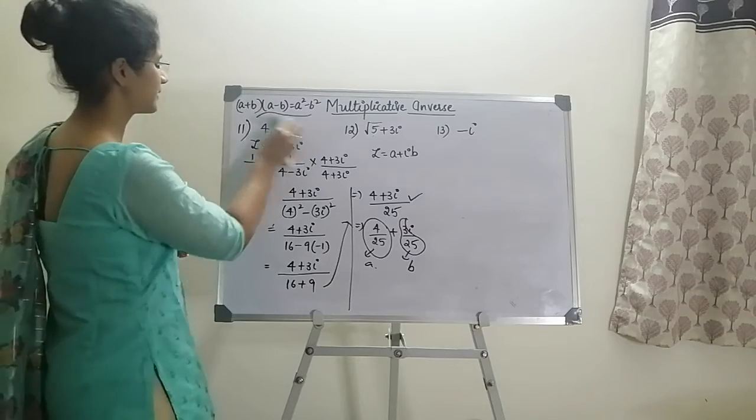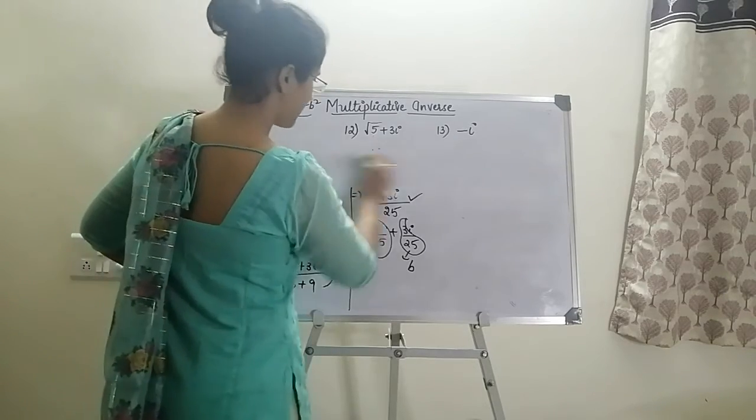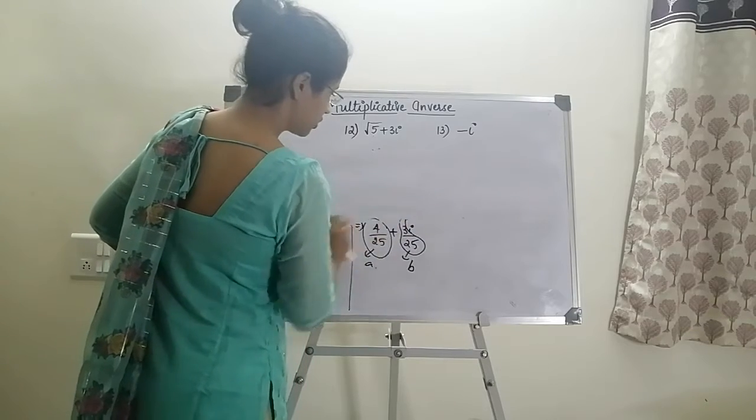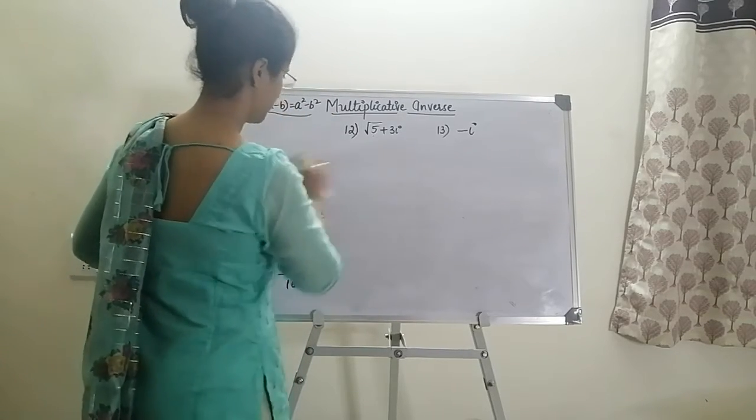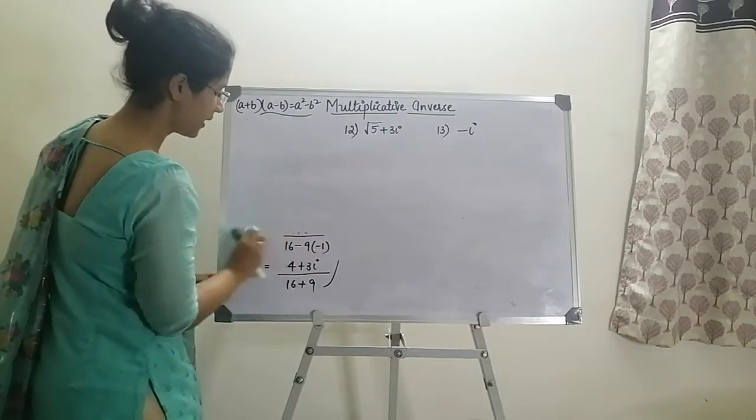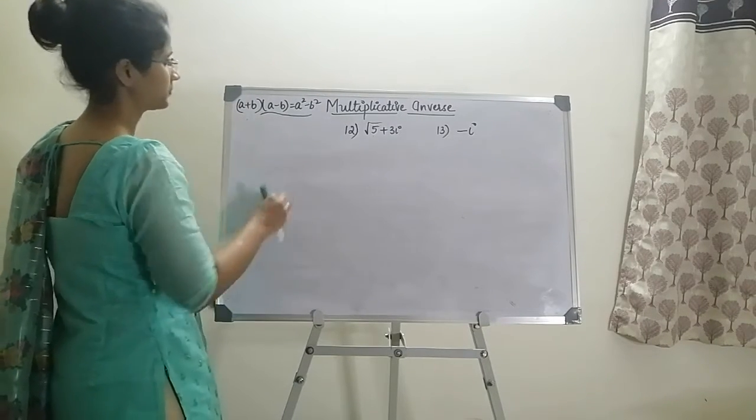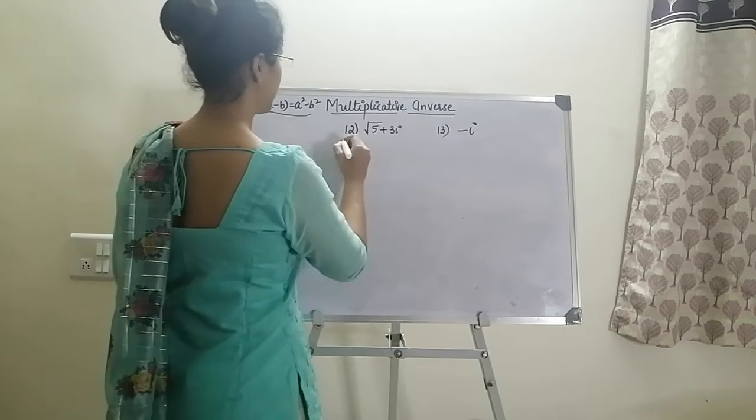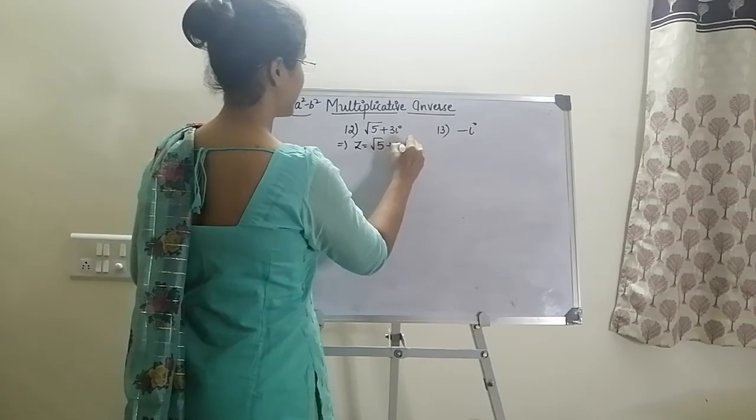I'll just erase the 11th question so that I have ample amount of space to solve question number 12. Yes. So now I have been given z is equal to square root of 5 plus 3i.